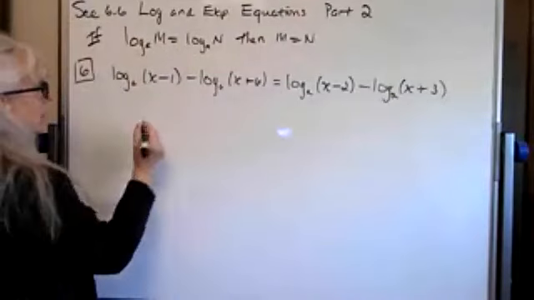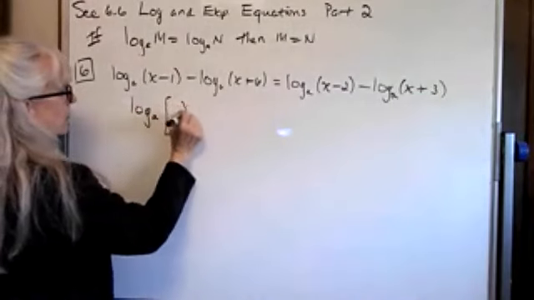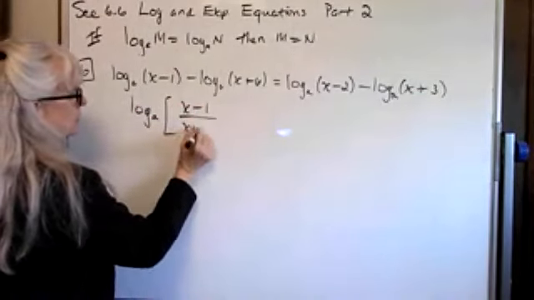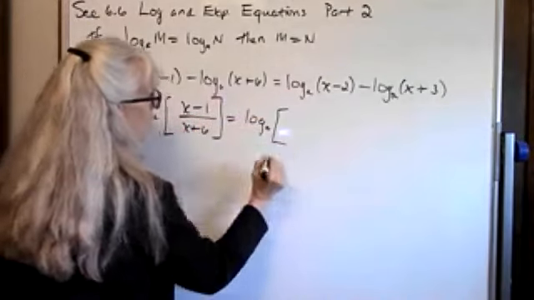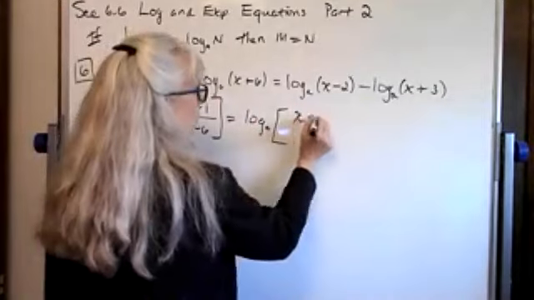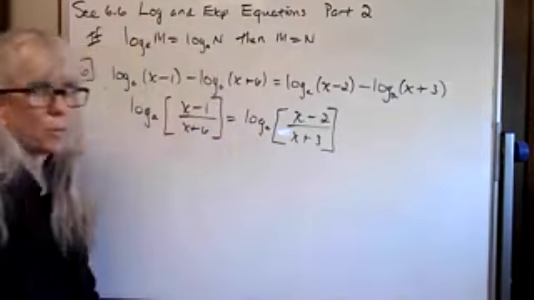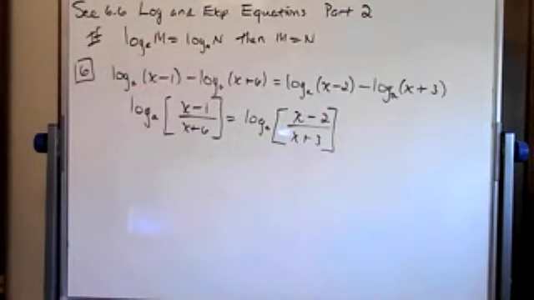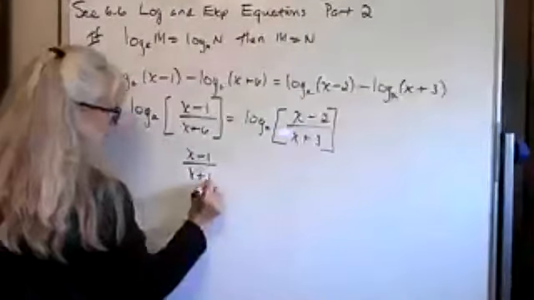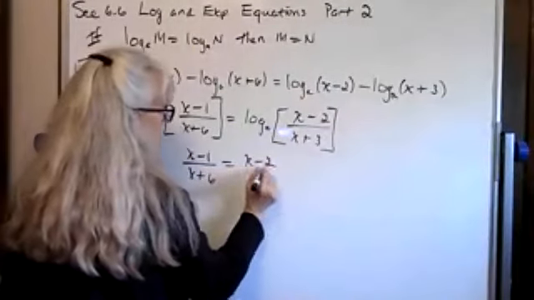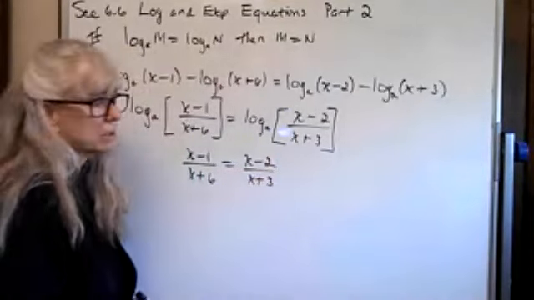This time, because there's a minus, we'll rewrite it as a quotient. So that would be log base A of the quantity x minus 1 over x plus 6. On the other side, we'll have log base A of the quantity x minus 2 over x plus 3. At that point, because we have log equal log, we can come in and set the arguments equal. So we're going to set x minus 1 over x plus 6 equal to x minus 2 over x plus 3. So now we're just solving an equation.